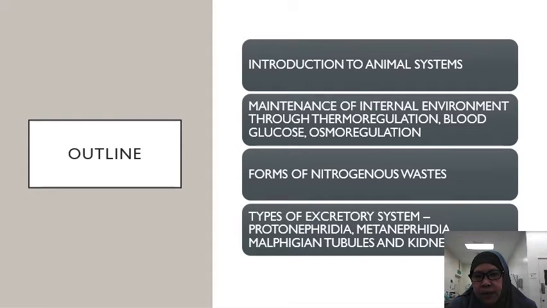So the outline of this chapter 1: we're going to introduce what the animal system is basically all about, and we look into the maintenance of the internal environment because of homeostasis. How do they regulate the environment of your body through thermoregulation, blood glucose, as well as osmoregulation. And also we're going to go through various types of nitrogenous waste. And lastly, we're going to look at the types of excretory system, how waste is excreted out from the body in animals. Not all, we're also going to focus on humans as well.